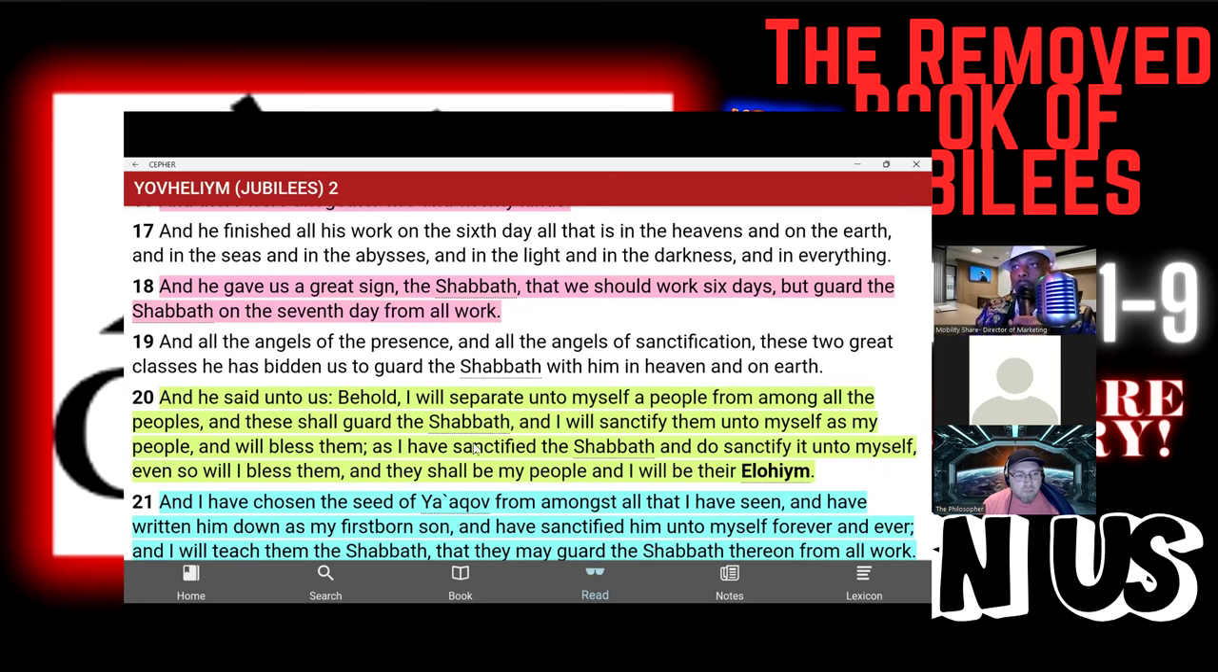And he said unto us, behold, I will separate unto myself a people from among all peoples, and these shall guard the Sabbath. And I will sanctify them unto myself as my people and will bless them. And I have sanctified the Sabbath and do sanctify it unto myself. Even so will I bless them, and they shall be my people, and I will be their Elohim.